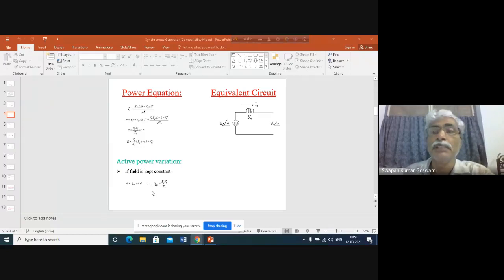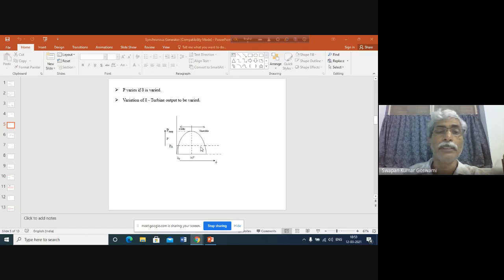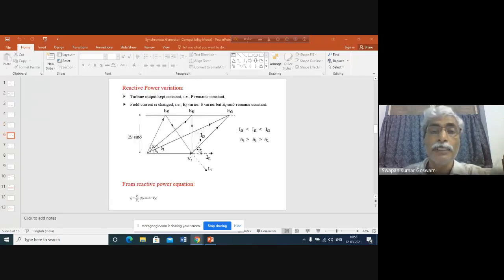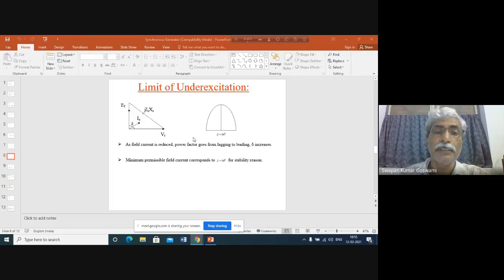Why was it necessary? Because for control of frequency, it is necessary to control the active power generation, and for control of voltage, reactive power generation has to be controlled. So what we have seen is that active power control is possible by changing the turbine input, that is by varying the opening of the steam valve, and reactive power variation is possible by changing the field current of the generator, the DC field current of the generator.